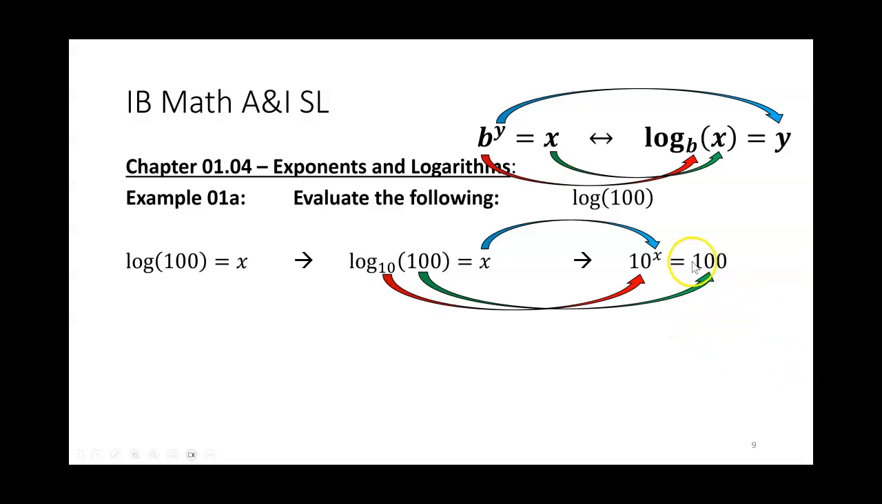I recognize that 100, if I rewrite this as a base 10 number, is just 10 squared. So if I have 10 to the x equals 10 squared, what's x have to be? 2. So log of 100 is just 2.